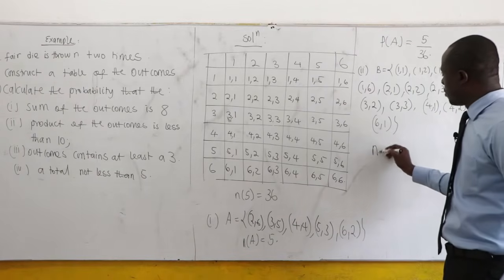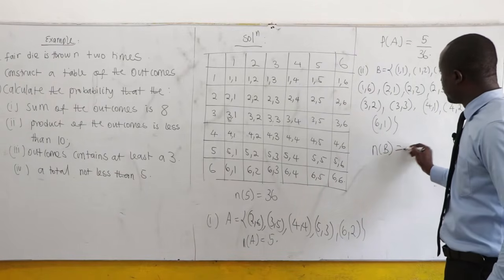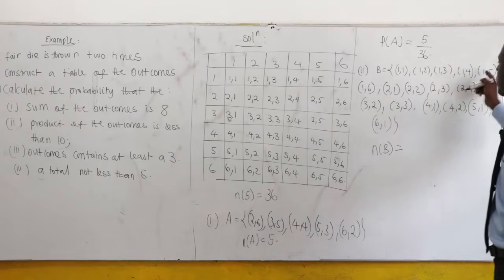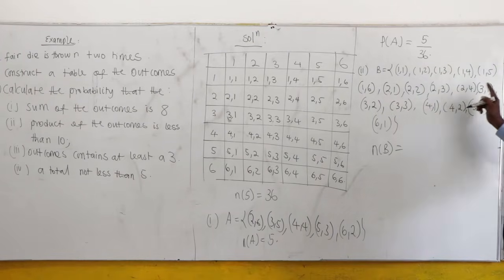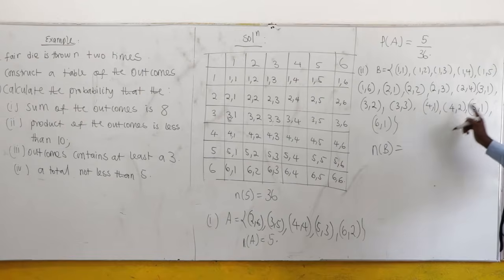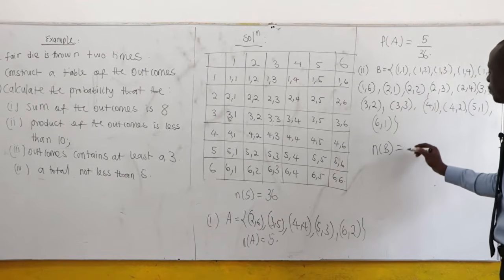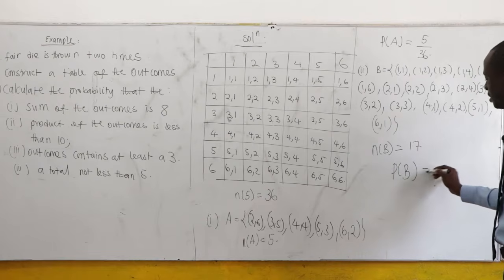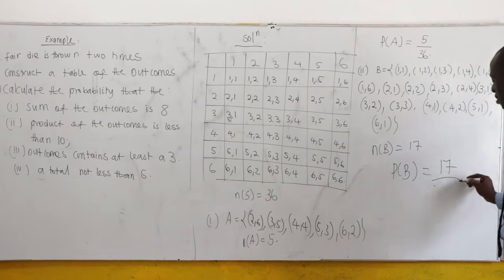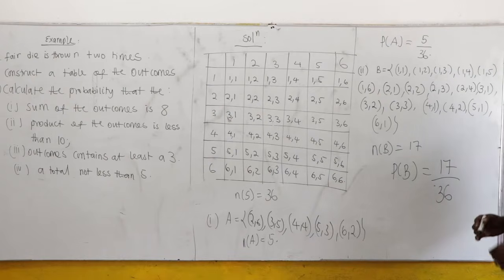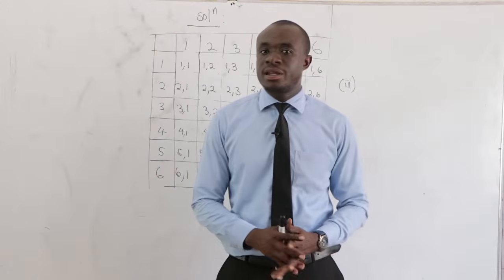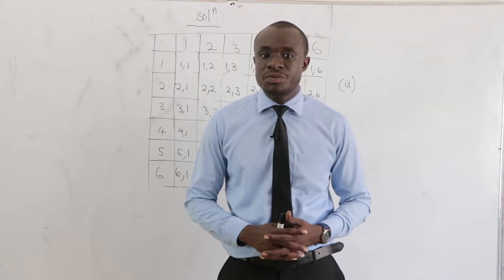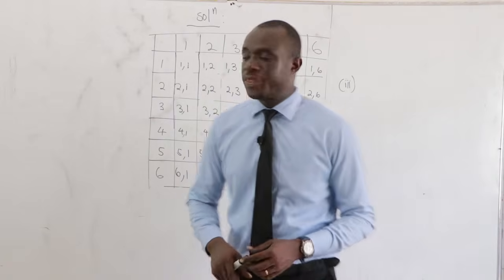Now, our number of B, number of events, let's count them. 1, 2, 3, 4, 5, 6, 7, 8, 9, 10, 11, 12, 13, 14, 15, 16, 17. So the number of B is 17. So the probability of getting B is 17 all over the total. What's the number of sample space? That is 36.